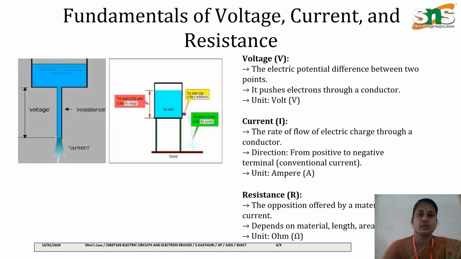So, fundamentals of voltage, current and resistance. Voltage, V, is electrical pressure that pushes electrons, and its unit is volt. For example, 230 volt AC at a home socket, 5 volt for mobile charging. Current is the flow of electrical charge, and the unit is ampere. For example, a heater draws high current, an LED bulb draws very low current. Resistance, R, is opposition to current, and the unit is ohm. For example, nichrome wire in a heater has high resistance, copper wire has low resistance.